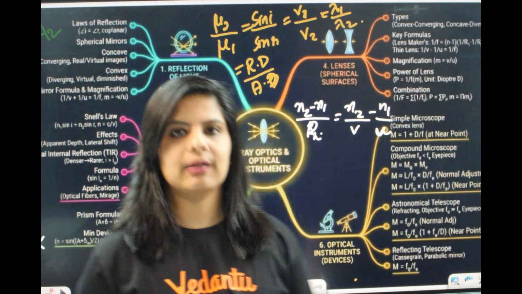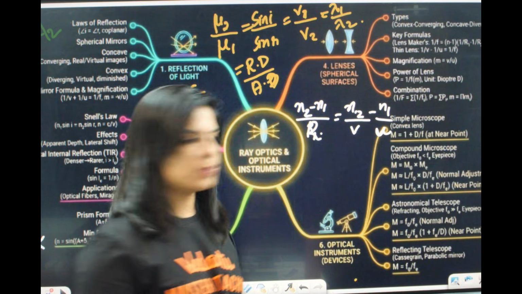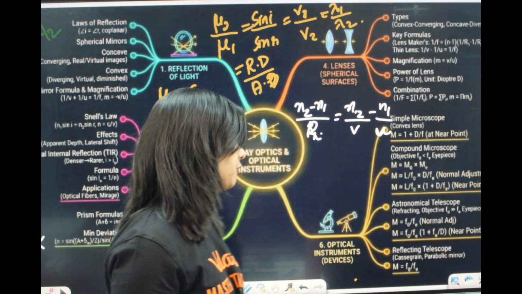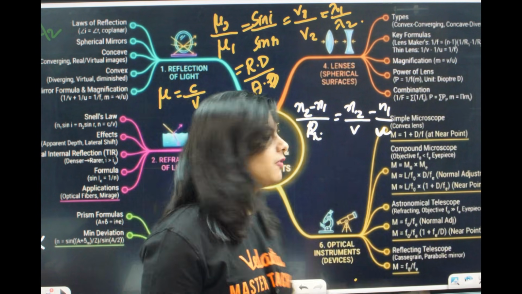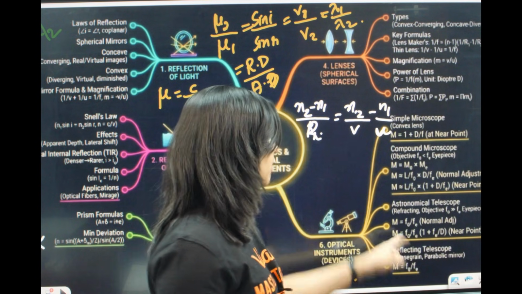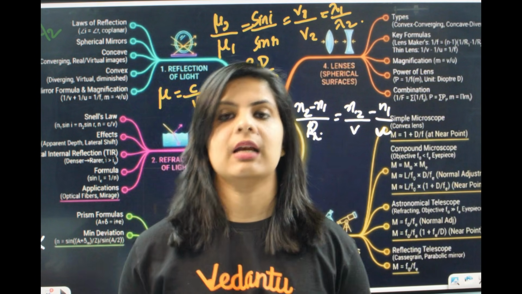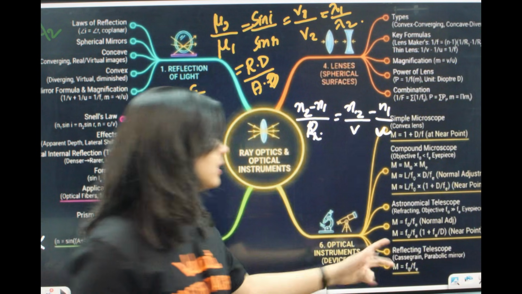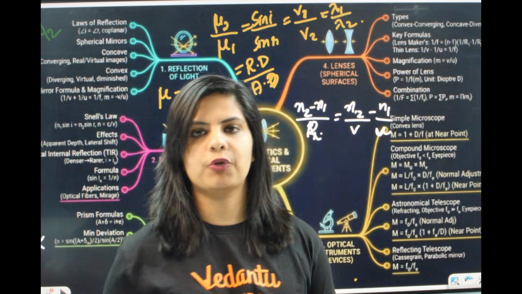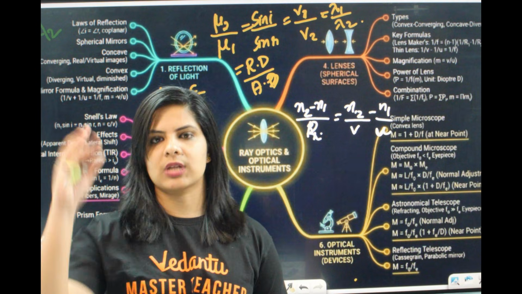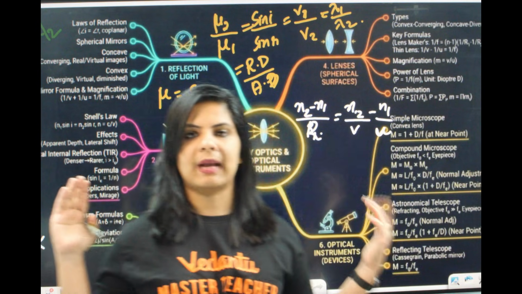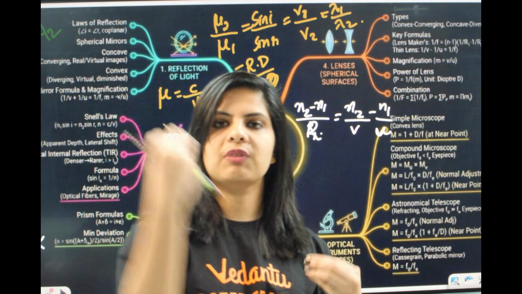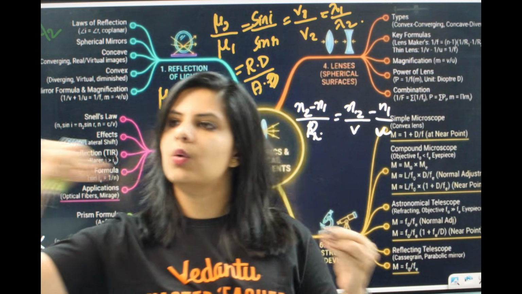Next one, the astronomical telescope. So there we have eyepiece and objective. If you are just checking on it, the magnification will be coming as FO by FE at the normal adjustment, and the magnification will be coming as FO divided by FE into 1 plus D by FE for the near point. Okay, and in the reflecting telescope the magnification is FO by FE, and its diagram and the process you should know. In the primary mirror the light falls, after reflection it will fall on the secondary mirror, and it will go to the eyepiece.